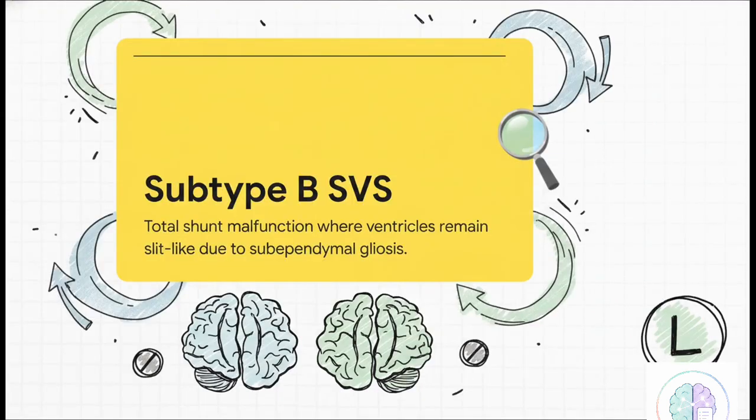Then we move on to SVS subtype B, which is a total shunt malfunction, also known as normal volume hydrocephalus. In this fascinating, albeit tricky scenario, the shunt has completely failed, yet the ventricles somehow remain slit-like.